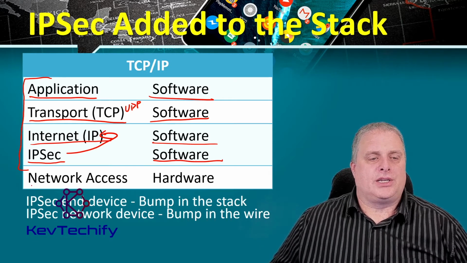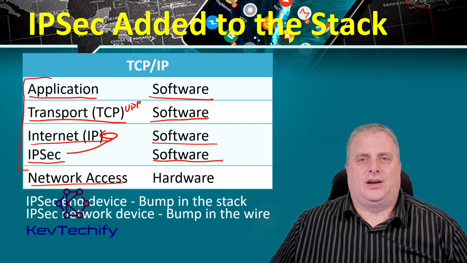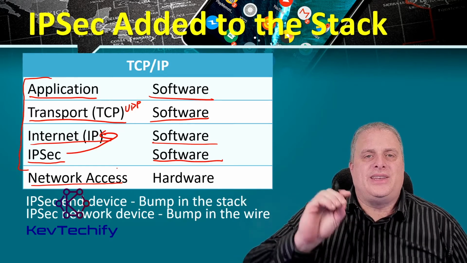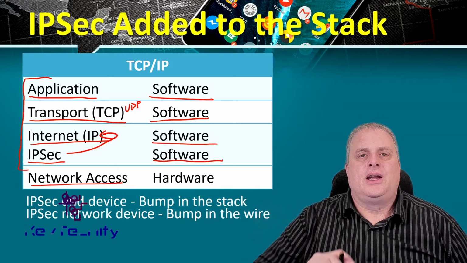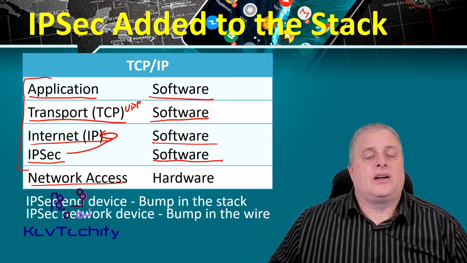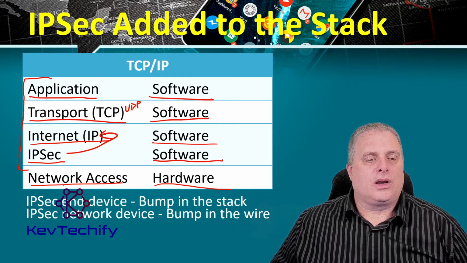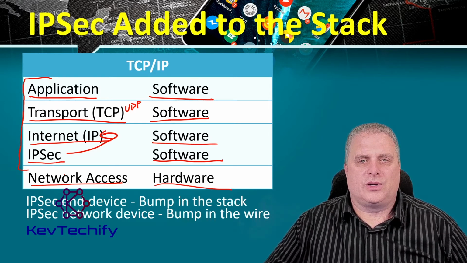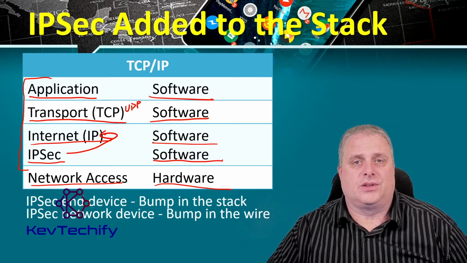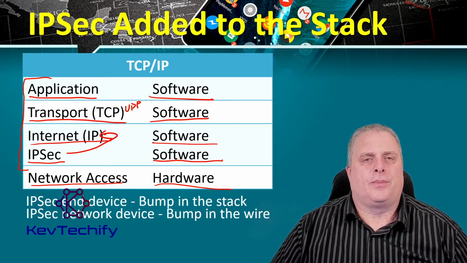But in comparison, the network access layer, this is where we have the data link and the physical layer, and this is done in hardware. So the network access layer, and once again for the OSI model, it's the data link layer and the physical layer. This is implemented in hardware.